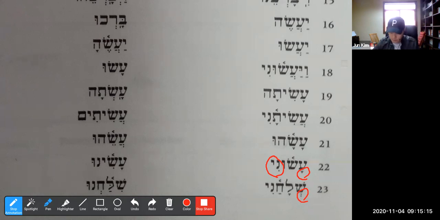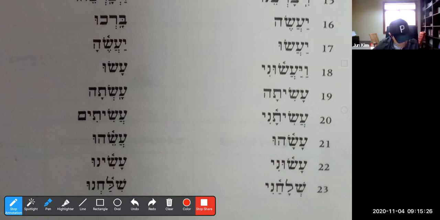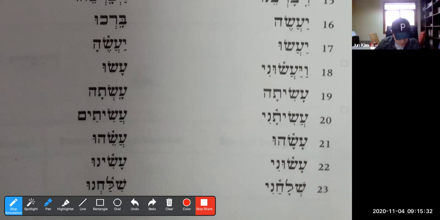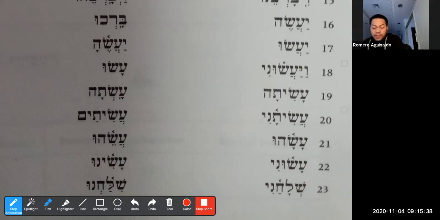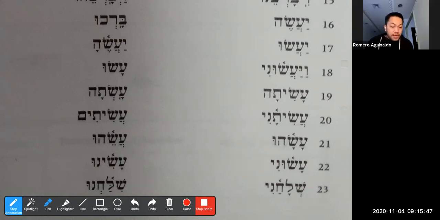21. It's Romero. Yes, sir. Stem is Qal, form is prefix, affix, sorry, affix, and then 2MSG. Why do you think this is 2MSG? Because of what? I base it on the pronominal suffix, sir.